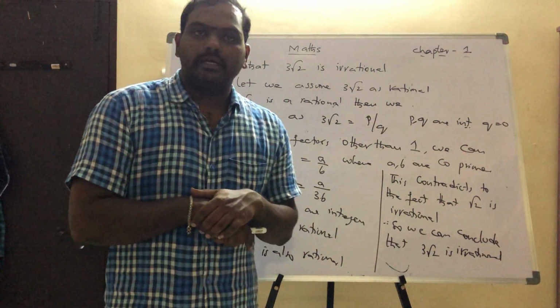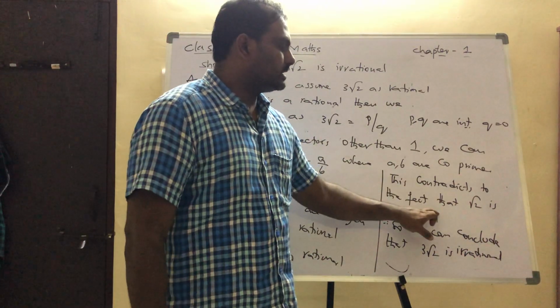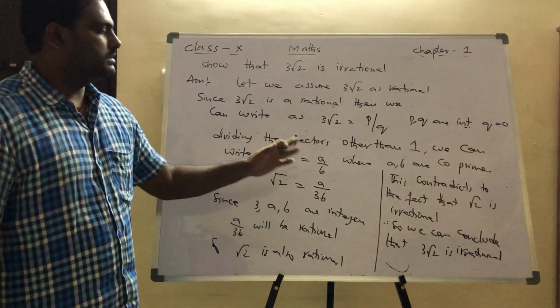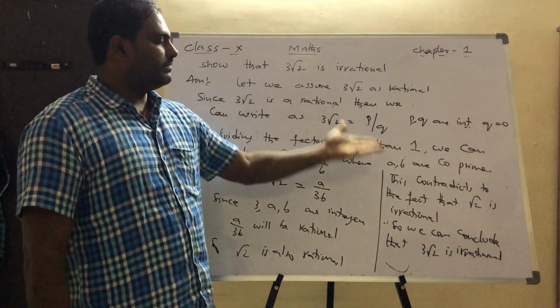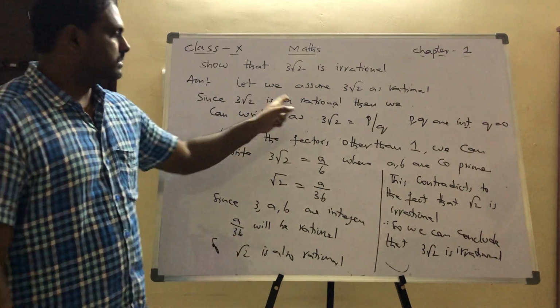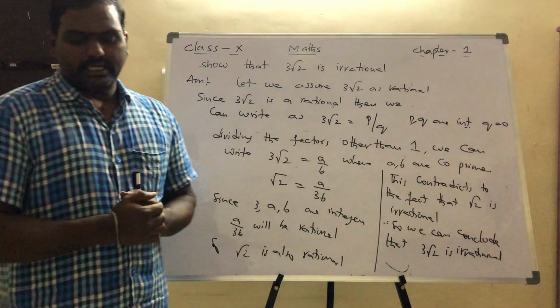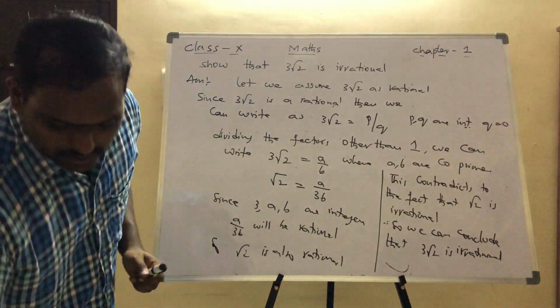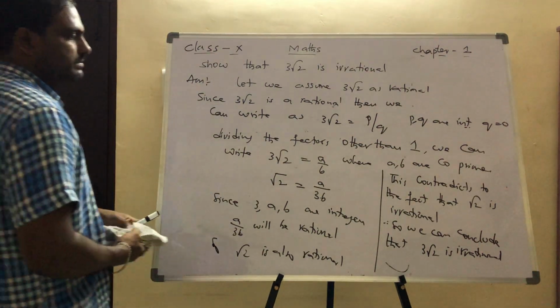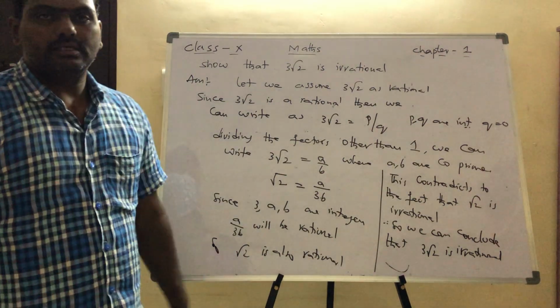But actually, what is the point? Is root 2 rational or irrational? Irrational. Root 2 is irrational. So what we have assumed, that it is rational, is wrong. So our assumption is wrong. Therefore, 3 root 2 is irrational. Very simple logic. You can find it in a very simple pattern.